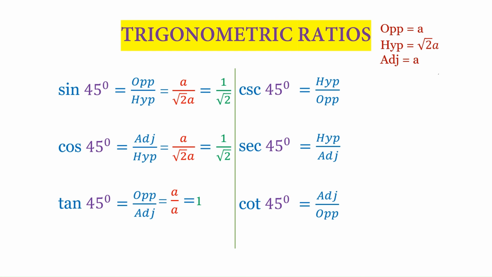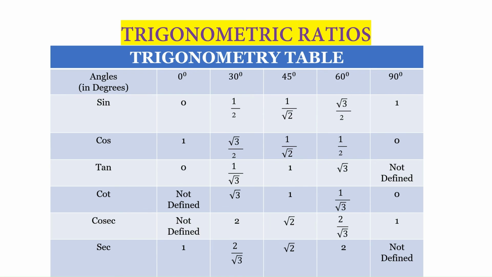Cosecant 45 is hypotenuse by opposite, root 2 a by a gives root 2. Secant 45 is hypotenuse by adjacent, that is root 2 a by a, and this gives root 2. Cot 45 is adjacent by opposite, that is a by a again, this value would be 1. Now we have got the values for 45 degrees. If we keep all these things together, it looks like this.